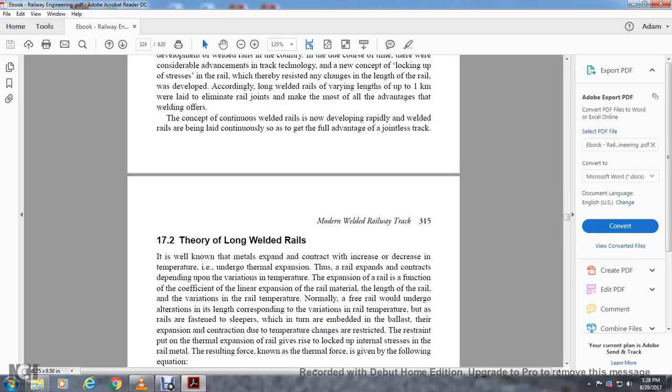7.2 Theory of the long welded rails. It is well known that metal expands and contracts with changes in temperature, undergoing thermal expansion. Rail expands and contracts depending on the variation of temperature. The expansion of the rail is a function of the coefficient of linear expansion of the rail material, the length of the rail, and the variation of rail temperature.